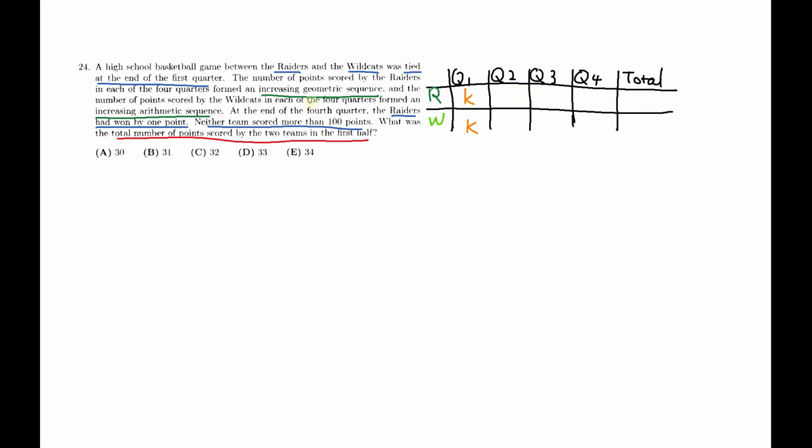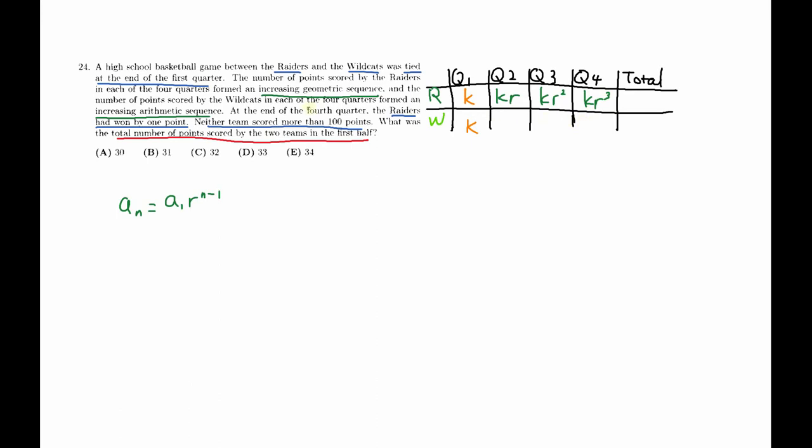Now let's review what the geometric sequence looks like. A geometric sequence takes a ratio in each successive term, so we have a1 r^(n-1) equal to an. The nth term has this behavior. Knowing that, we can multiply by r in each successive quarter. So we have kr squared and kr cubed.